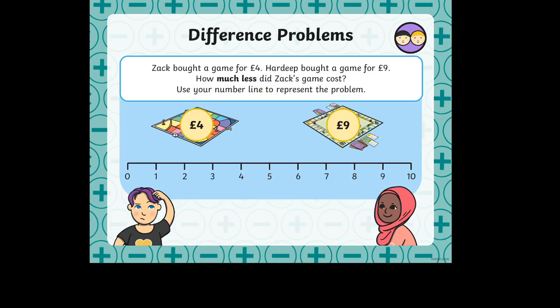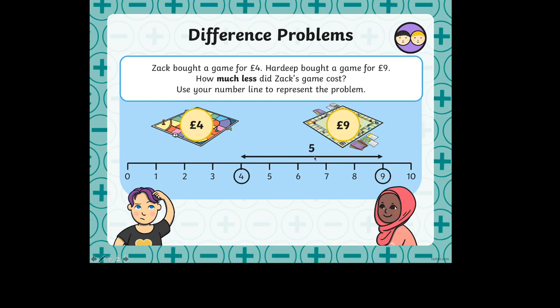So here, we've got some word problems. And again, we're going to work through these together. So Zach bought a game for £4. Hardeep bought a game for £9. How much less did Zach's game cost? Use a number line to represent the problem. So we need to find the numbers. So the important parts of the question, we've got a number 4 and a number 9. So there's 4 and there's 9. How much less?